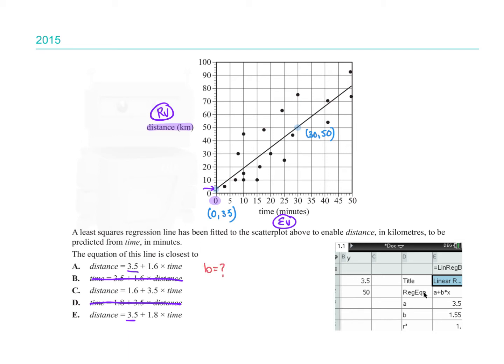Like I've been saying, you can just pop 2 points into your calculator. So I had, when x is 0, we had 3.5, and then I used this other blue point up here, and I said when x was 30, y was 50. Then I just did the linreg, going through menu and the stats, etc., and I get this B value of 1.55, so I'm going to go with A, it's closest to 1.6.